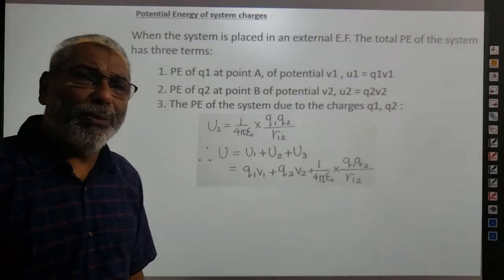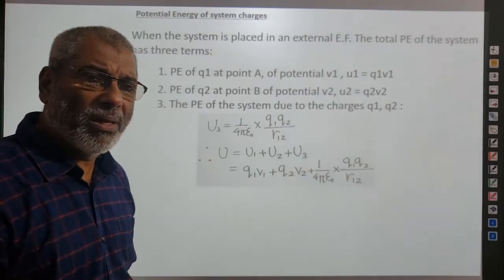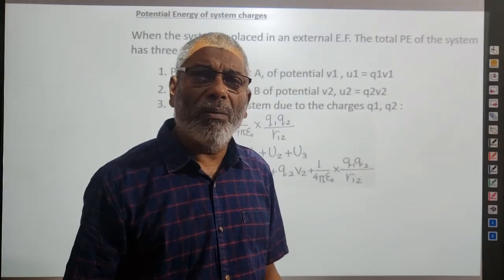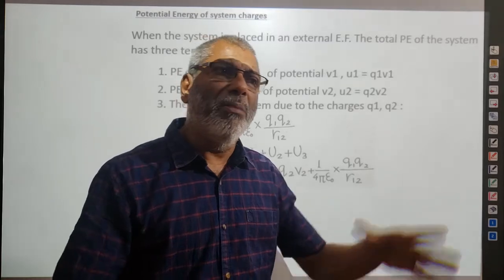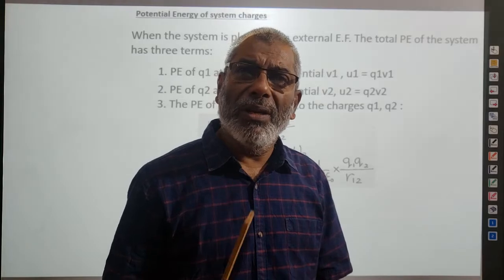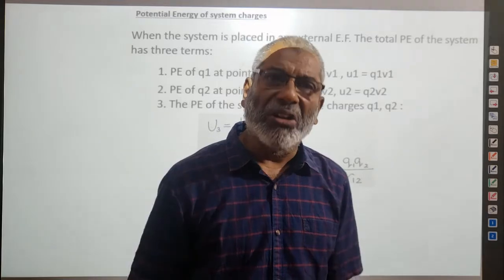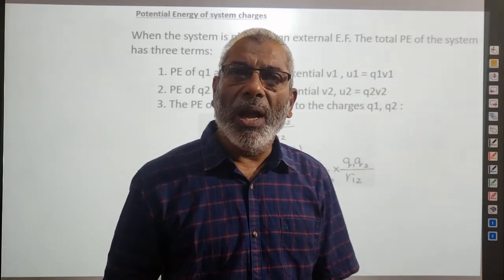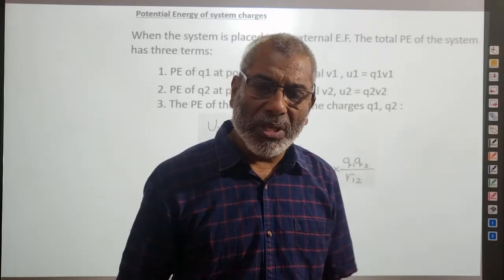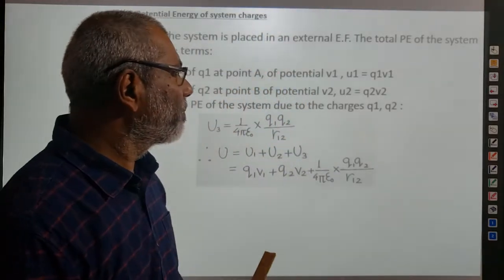Now I am going to explain the potential energy of a system of two charges when it is placed in an external electric field. Up to now, we were placing the charges simply somewhere, not in an electric field. Now we are considering that an external electric field is acting in the space. In that external electric field, we are placing two point charges Q1 and Q2, say Q1 at A and Q2 at B.